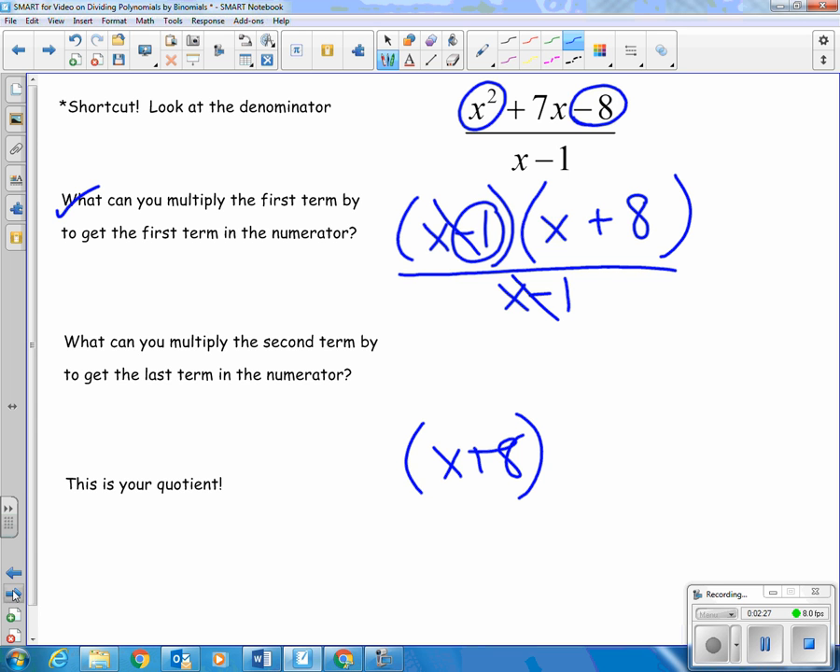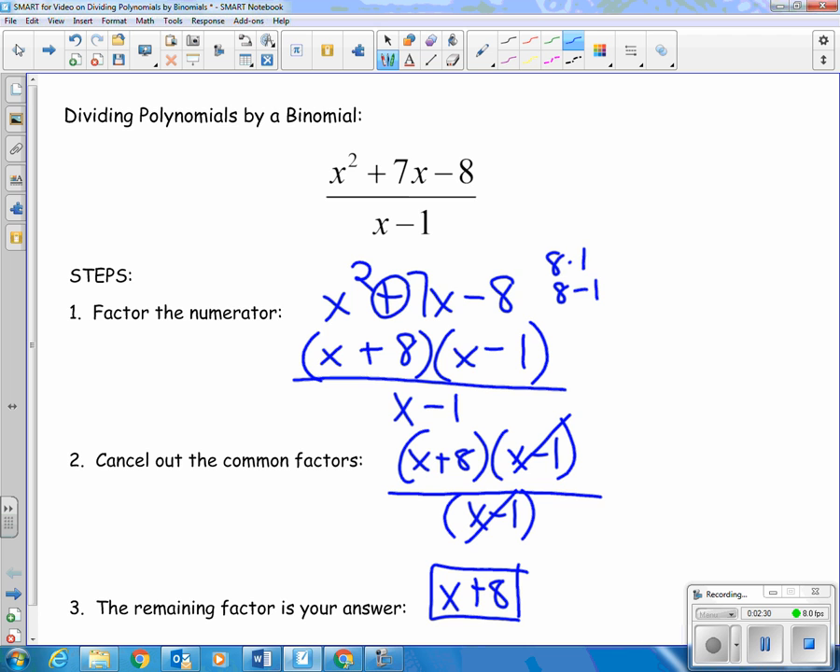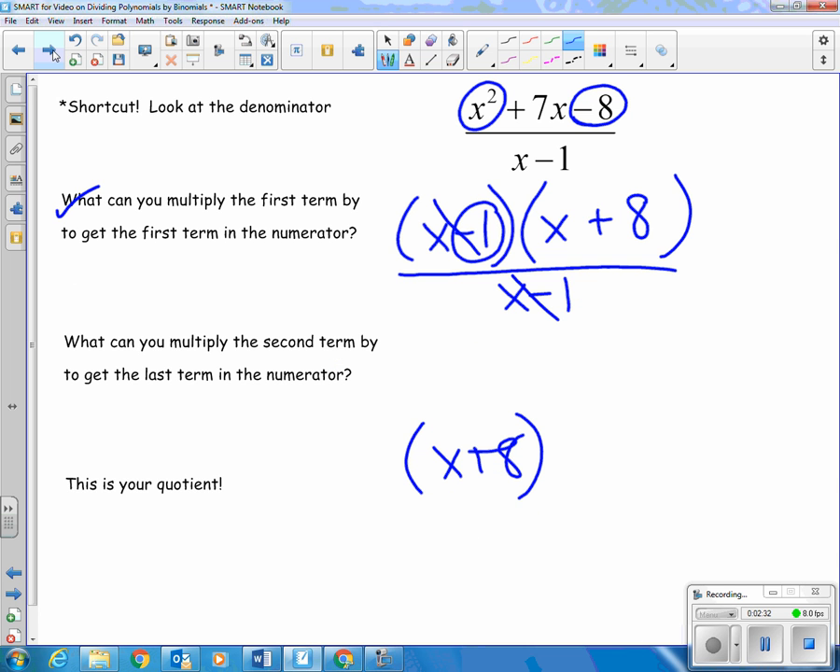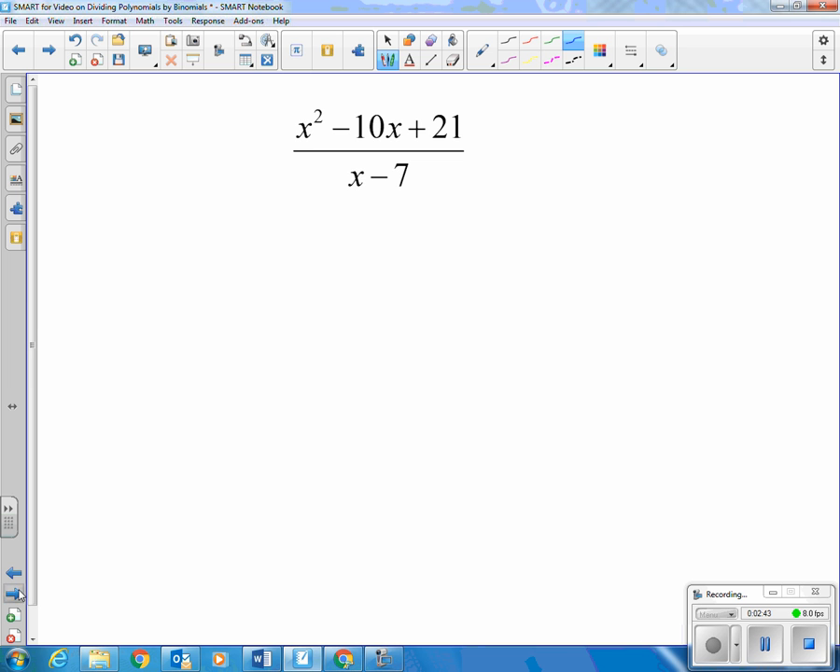And again, if we go back, we already said that. We said x plus 8 was our answer. So this is just a little bit of a shortcut. You can look at that denominator and then sort of work your way through to see what the other factor would be, or what the quotient would be. All right, let's practice with a couple of these.